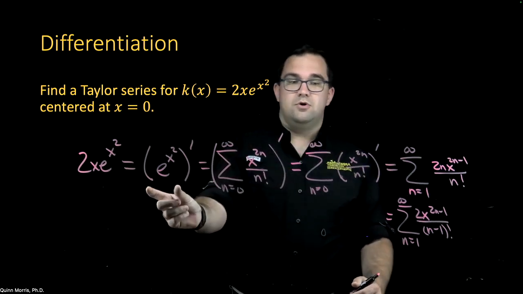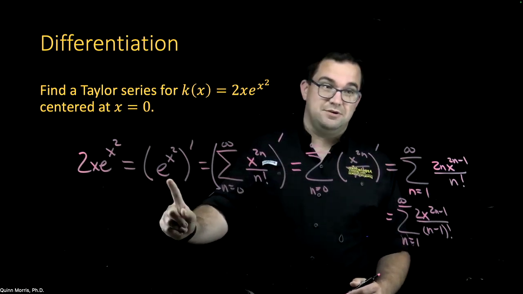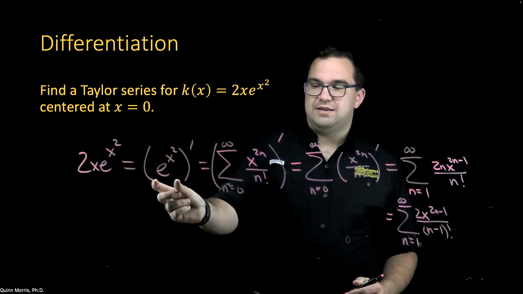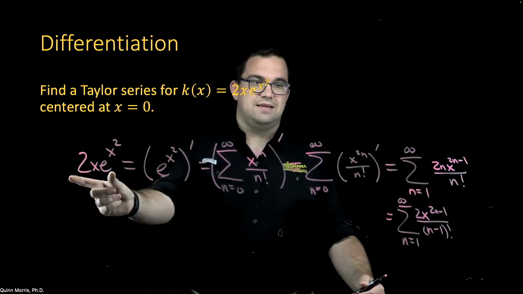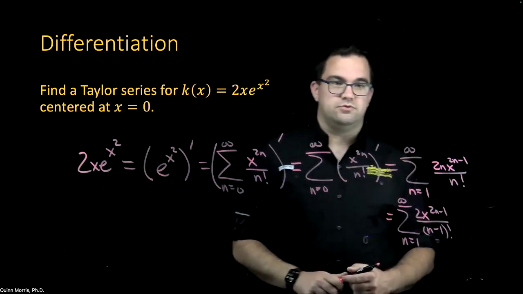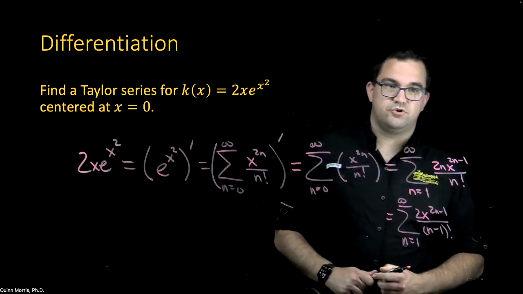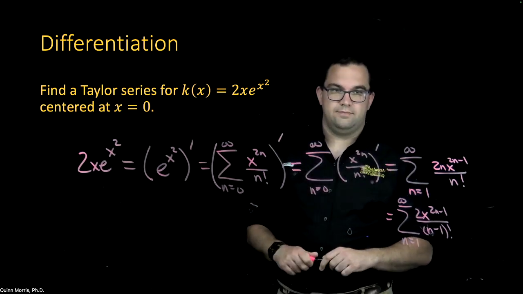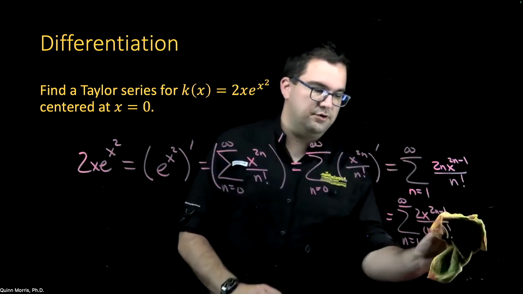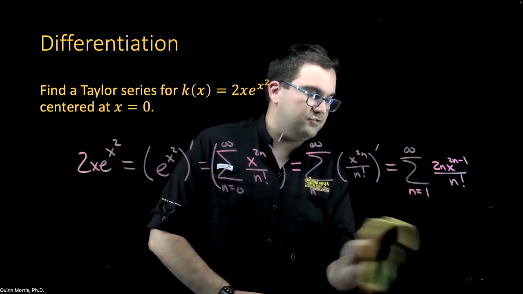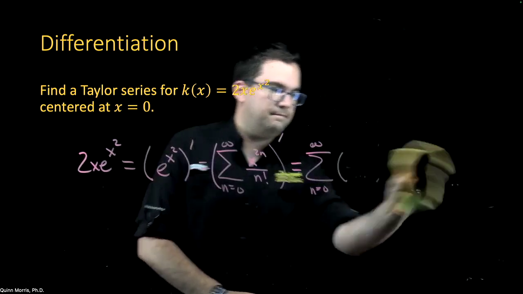Again, how did we get it? We started with a series for e to the x, used that to construct a series for e to the x squared, and then took the derivative of that to get the Taylor series for 2x e to the x squared. Okay. So again, integration and differentiation term by term of Taylor series can be a very powerful way of generating new Taylor series.